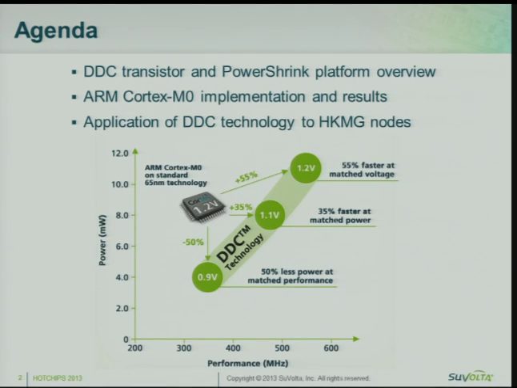This chart is a preview of what I'm going to show when we go over the Cortex M0 results. We're looking at a baseline 1.2 volt implementation of the Cortex M0 CPU. A GDS-identical, layout-identical implementation simply manufactured on the DDC process operates at 0.9 volts and achieves the same performance at half of the power. If we match the voltage to the baseline at 1.2 volts, we're able to achieve a 55% improvement in performance.